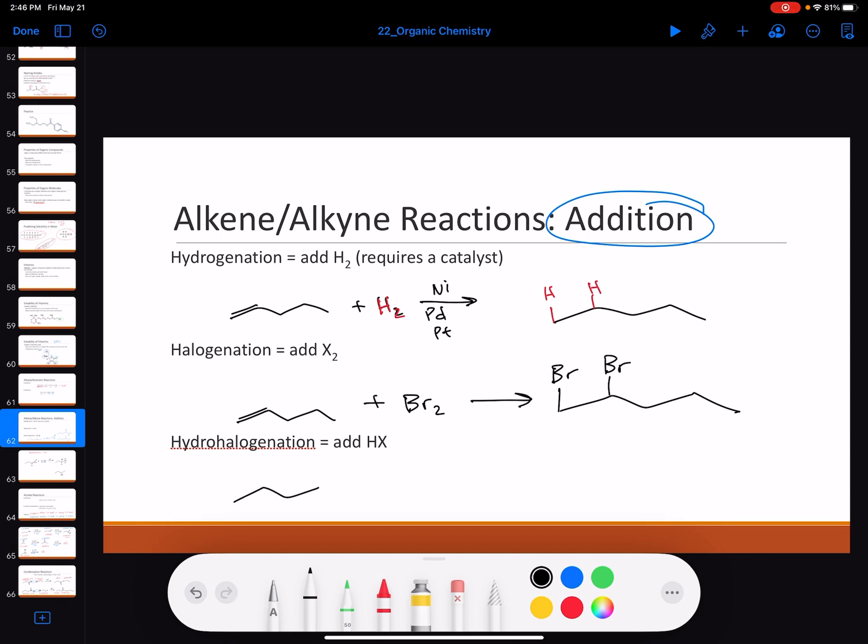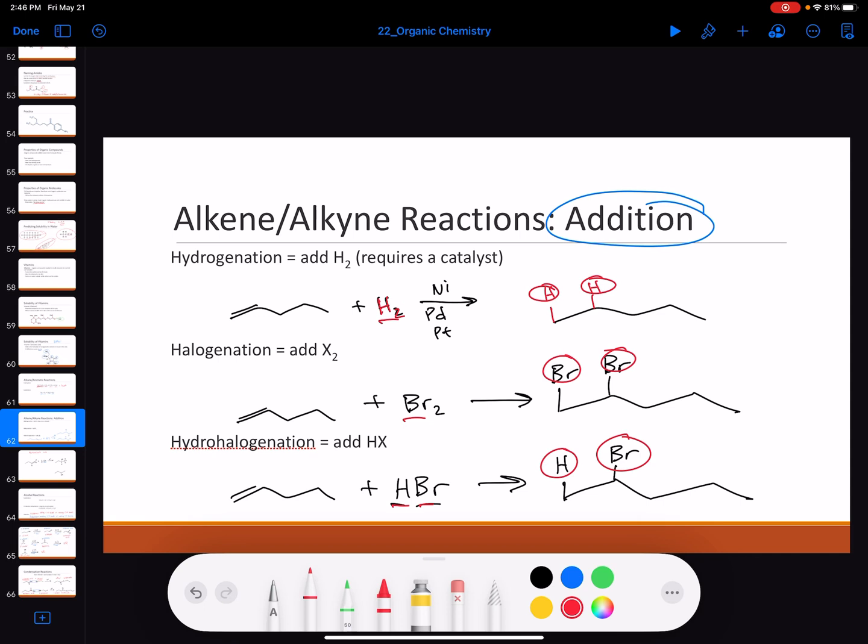Hydrohalogenation occurs when I add something like HBr. So notice that this time, when I break that pi bond, I'm going to add in an H to one side and a Br to the other. Okay, I'm going to add an H and a Br. So just like before, I added an H to both sides, I added a Br to each side, or I added an H and a Br to each side, right? So those are addition reactions.